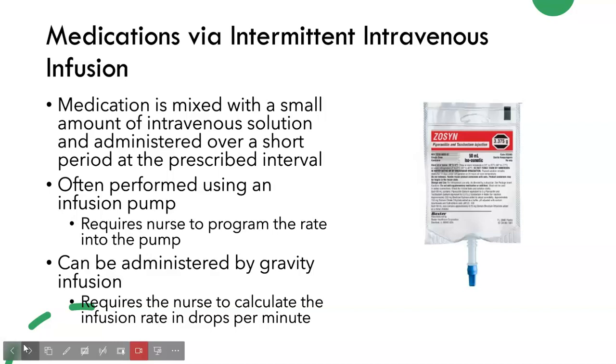Okay, so we can also give medications via intermittent intravenous infusion. Oftentimes, these are called our piggyback medications. You'll see a lot of antibiotics given this way. For example, we have a picture of Zosyn here. This is a very common broad spectrum antibiotic that you will be giving a lot.